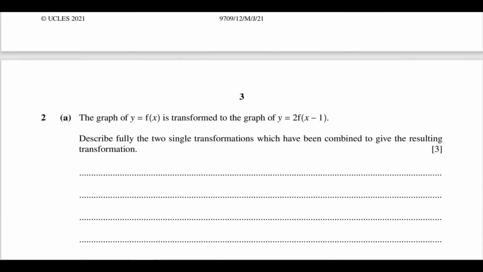Next, question number 2. The graph y is equal to f of x is transformed to the graph of y is equal to 2 multiplied by f of (x minus 1) the whole squared. Describe fully the two single transformations which have been combined to give the resulting transformation.